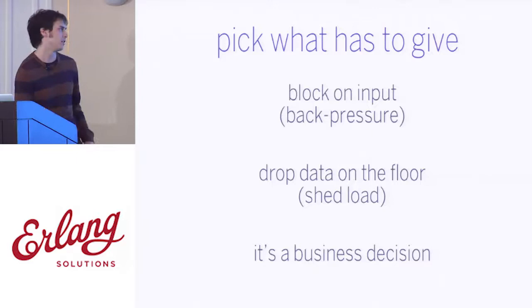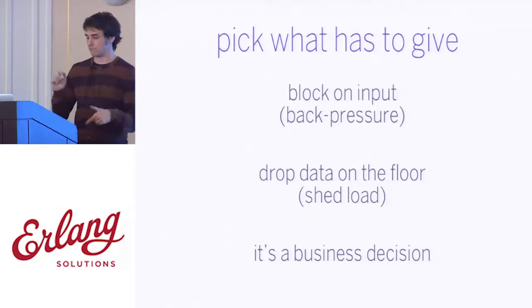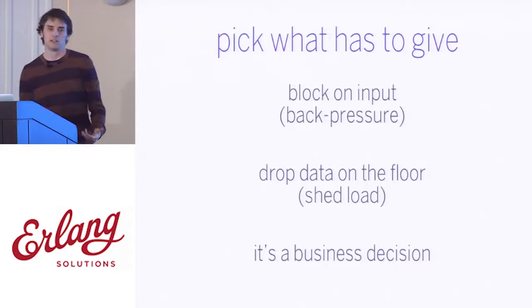For overload, you have to pick between blocking an input, which is back pressure, or shedding load, which is dropping data on the floor. So back pressure is a bit like having a bouncer in a nightclub that just keeps people out. It decides that to be safe, you can have this many people inside, and they have to look good or something like that.